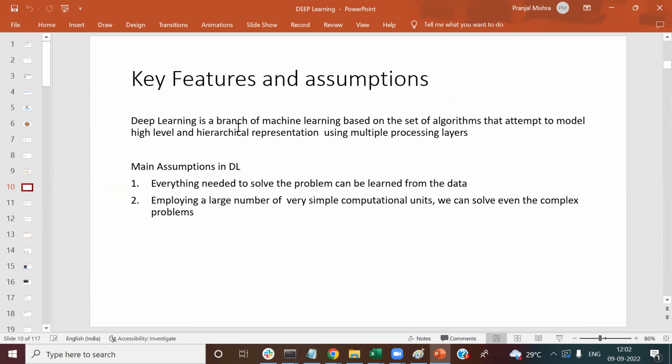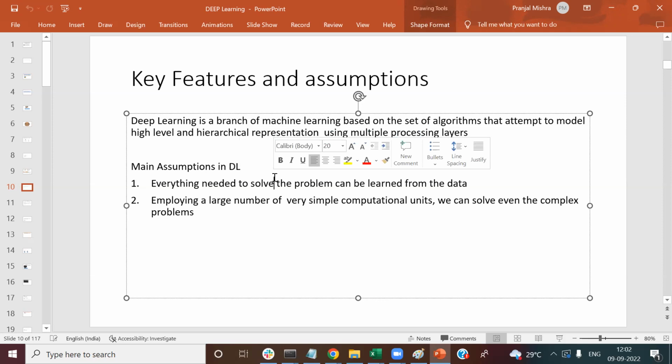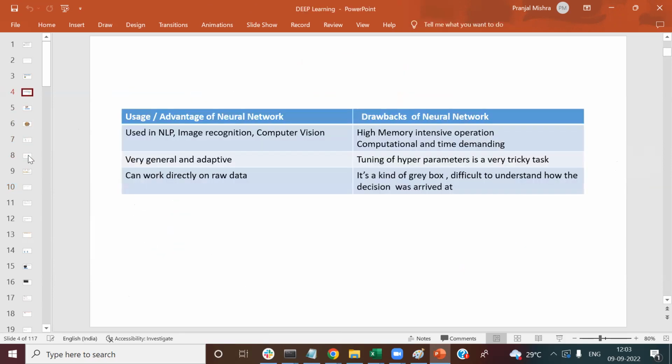So deep learning is a branch of machine learning based upon a set of algorithms that attempt to model high level and hierarchical representation using multiple processing layers. Main assumption in DL. DL is nothing but your deep learning, or you may say neural network or deep neural network or artificial neural network. All these are one and the same. Everything needed to solve the problem can be learned from the data. Employing a large number of very simple computational units, we can solve the complex problem. So basically this statement, everything needed to solve the problem can be learned from the data, is nothing but this very same point.